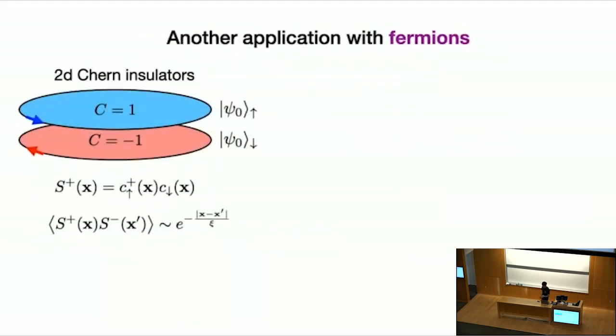Now, let's consider 2D. In 2D, for fermionic systems, you can consider the so-called Chern insulator state. Basically, it is an insulator in the bulk, but it can conduct on the boundary. That is the defining property of the Chern insulator state. And because it is trivial in the bulk, if you consider the two-point function in the bulk, it decays exponentially with the separation between two points.